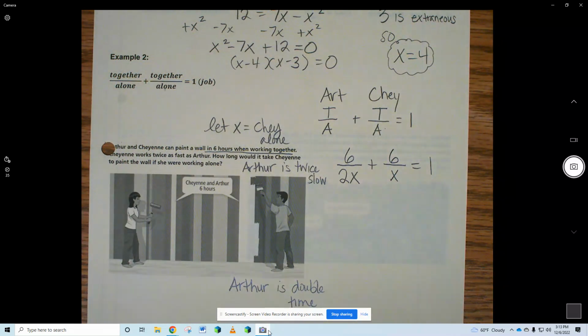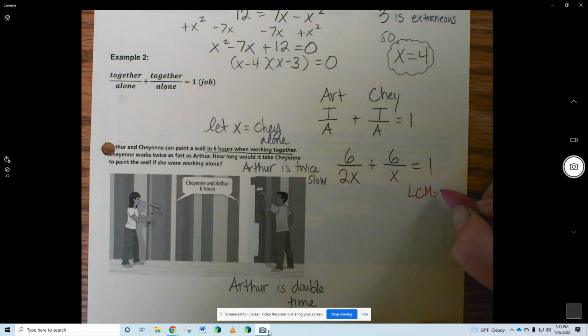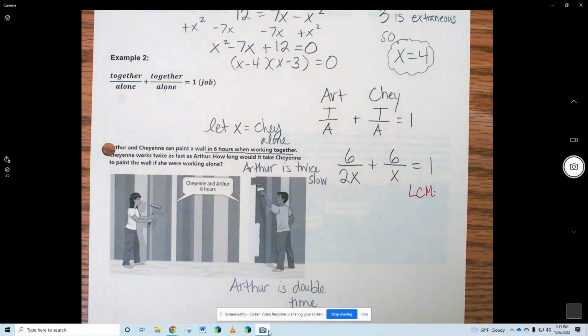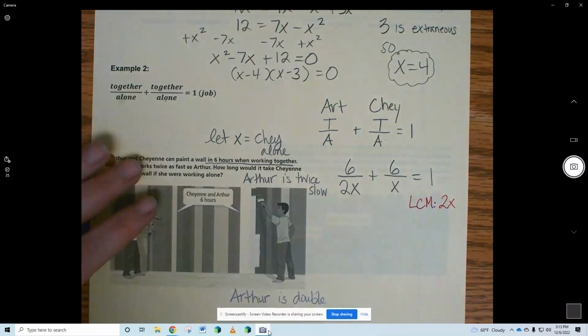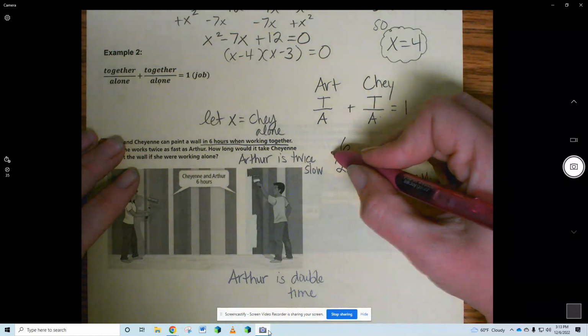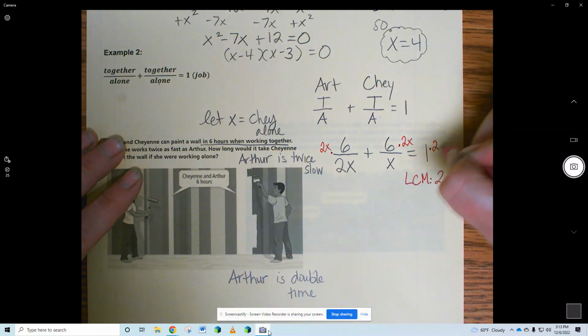It's set up. We're ready to find our common denominator. We need to multiply everything by the common denominator. So, what's the LCM? Not just x, 2x. Okay, good. So I'm going to multiply Arthur by 2x, Cheyenne by 2x, and 1 times 2x.